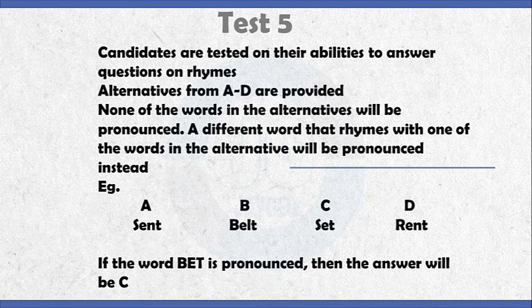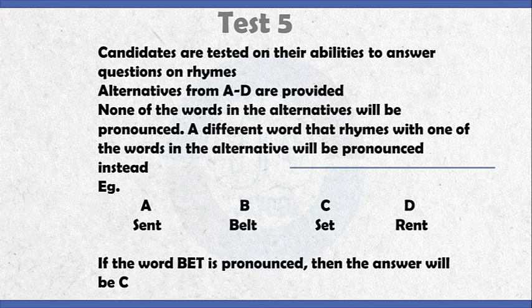Test 5. Test 5 examines candidates' abilities to answer questions on rhymes. This test is quite different from the others in terms of how the questions are posed. Now, what happens in this test is that alternatives lettered A to D will be provided, but then none of the words on the question sheet will be pronounced. However, a different word that rhymes with only one of the alternatives provided will be pronounced to you, and you must select the corresponding rhyming word on your question sheet as your answer.